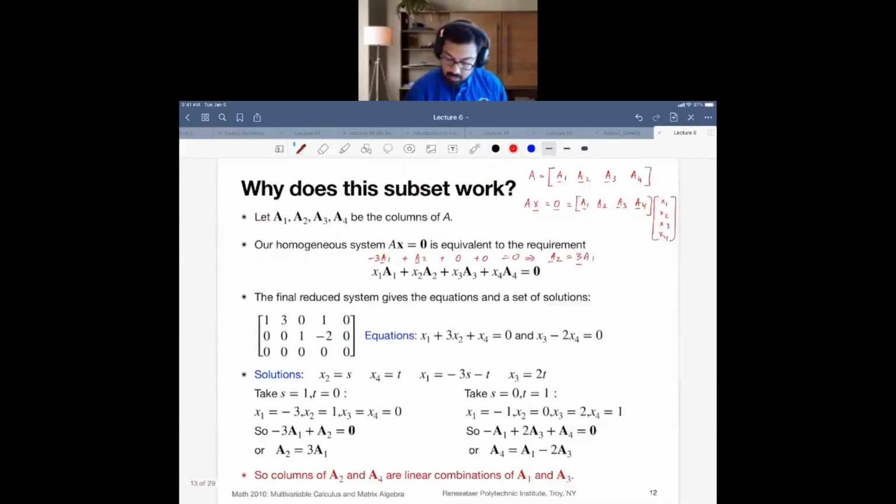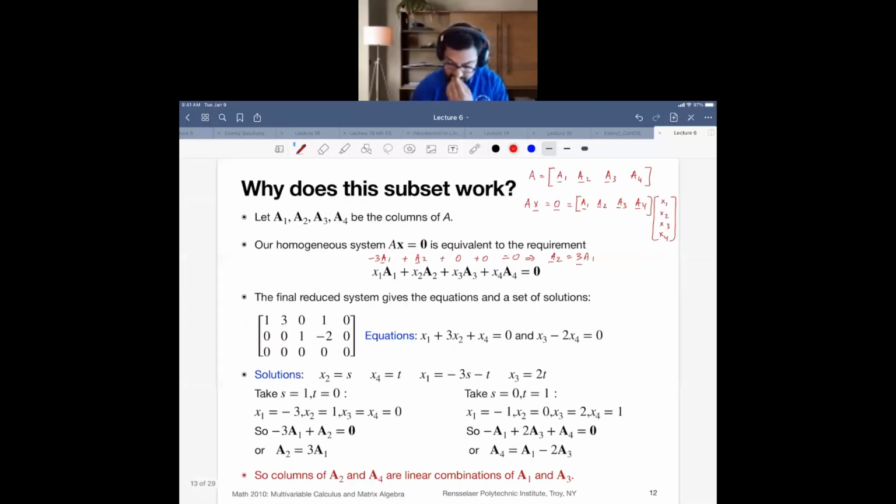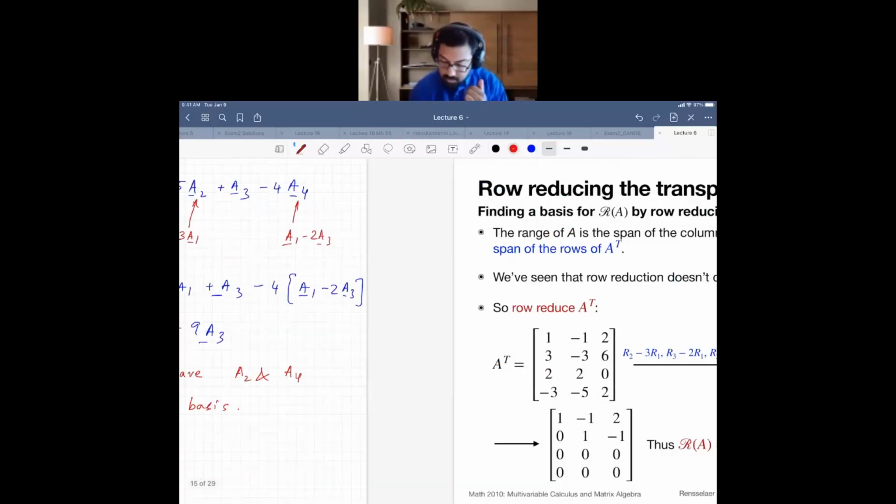All right. Questions about this? So this essentially proves that we can take the columns in my original matrix that correspond to my leading variables, and that will define my basis of the range of A. So this is the basis of the range of A. Two vectors. Let's see. If I go back, all right.